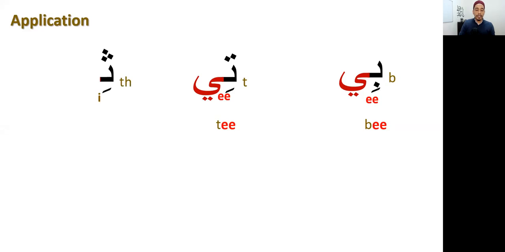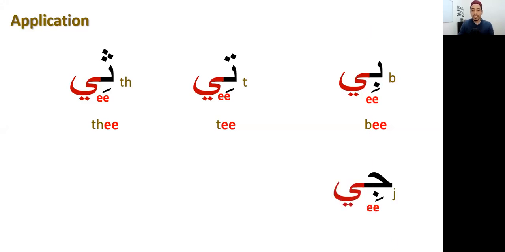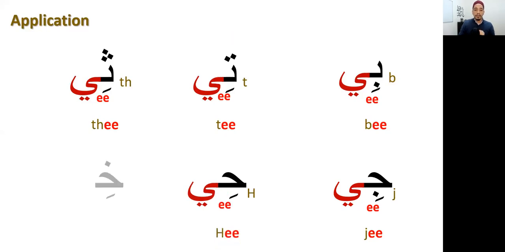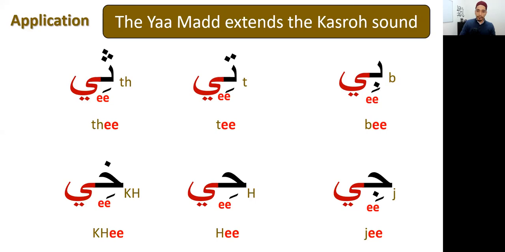This is thi, like we know in the beginning of a word. You add the ya mad, it extends the sound of the i to become ee. Same over here, add the mad, the i becomes ee. Excellent. Let's do some words before we move on to the final part. So the ya mad extends the kasra sound.